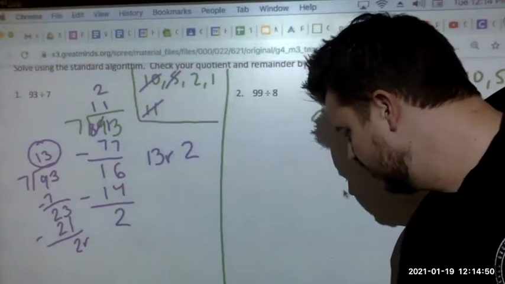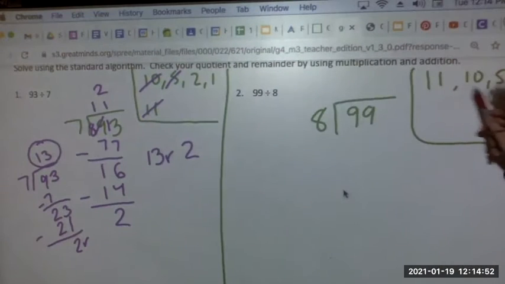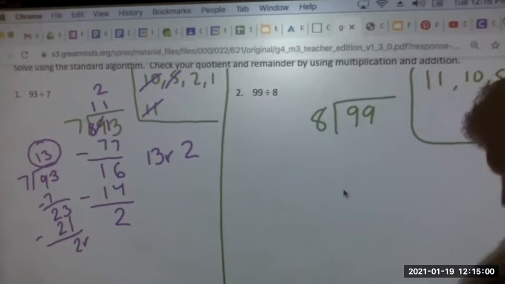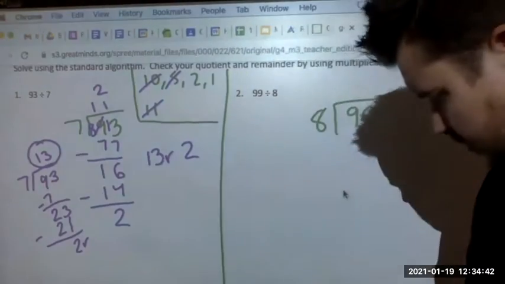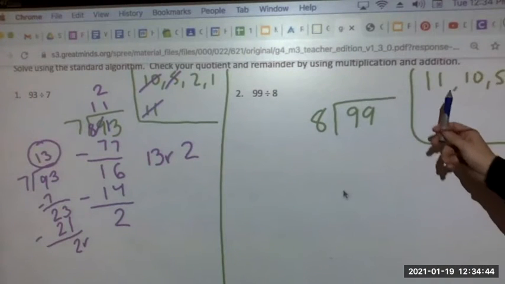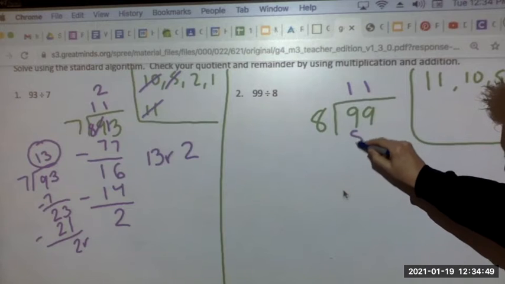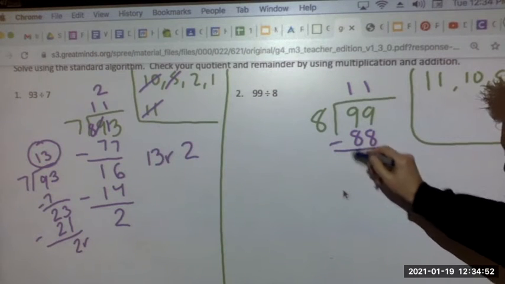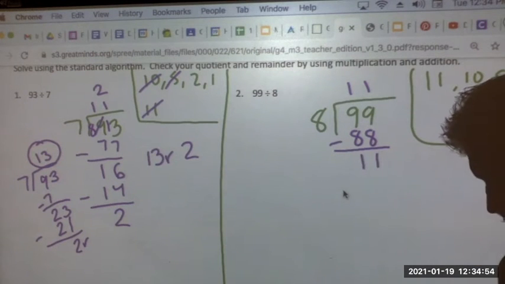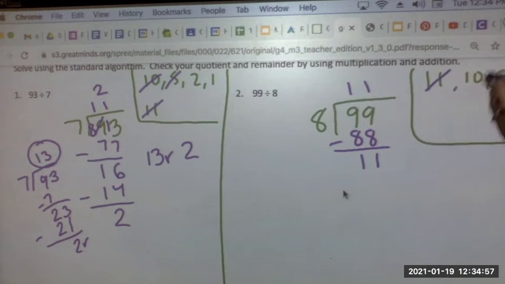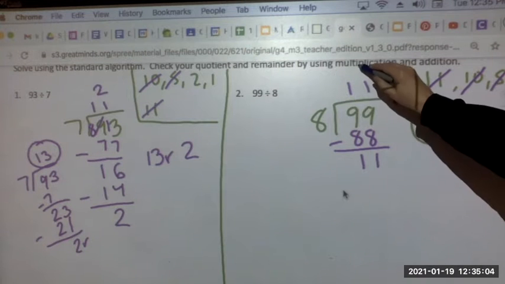I made my list. I had 11, 10, 5, 2, and 1. I don't know if you can see that. All right, so put 11 here. 8 times 11 is 88. Subtract 1, 1. Can't do 11, can't do 10, can't do 5, can't do 2. Only thing I'm left with is the 1. That's right there. Put the 1 on top.